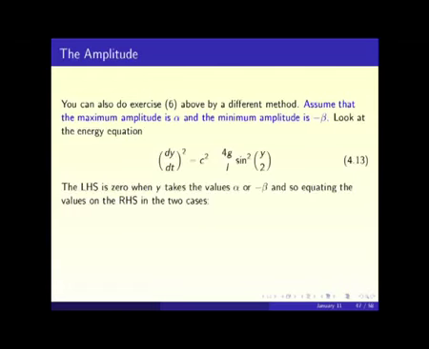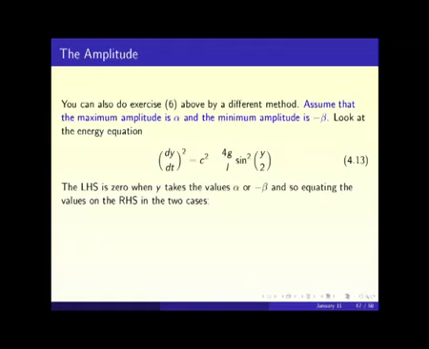So, look at the energy equation. (dy/dt)² equals c² minus (4g/L) sin²(y/2). But the left hand side is 0 when y takes the values alpha or minus beta, because alpha is a maximum and minus beta is a minimum.